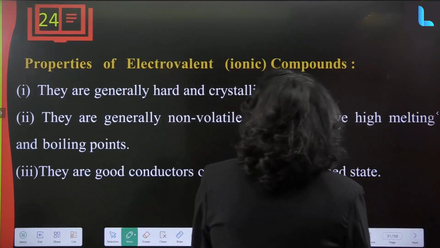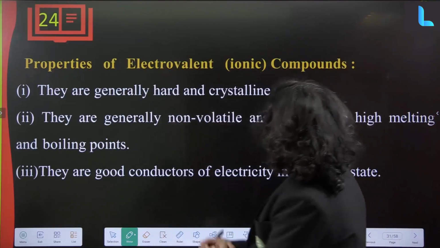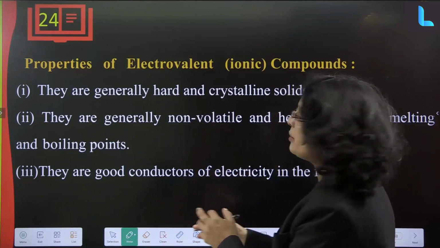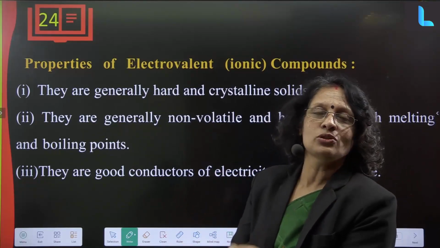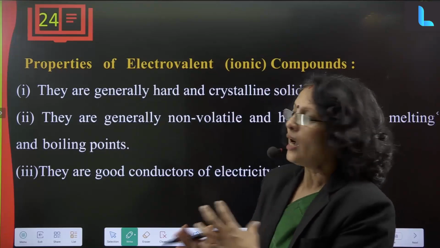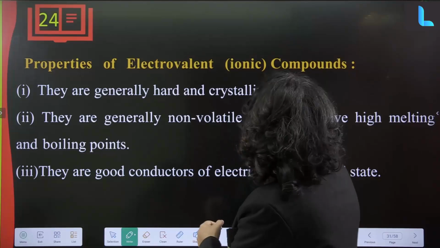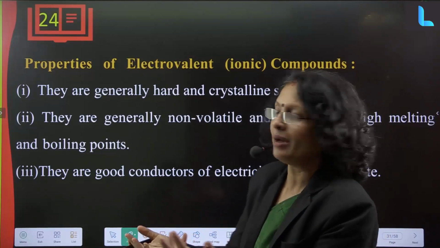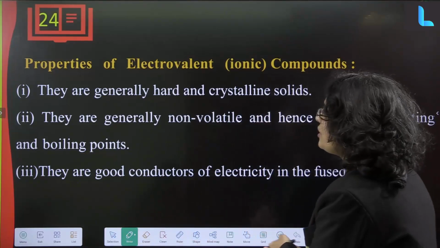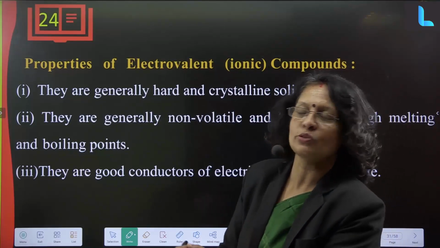Now we are seeing properties of ionic compounds. They are generally hard, crystalline solids. Table salt you are using every day at home, so you can visualize how it is. They are hard, they are crystalline solids. Then they are generally non-volatile, meaning they don't evaporate by themselves, and hence have high melting point and boiling point. It does not melt easily.